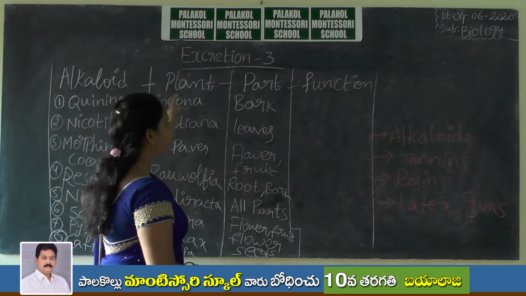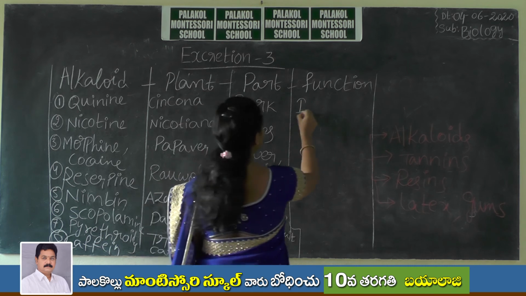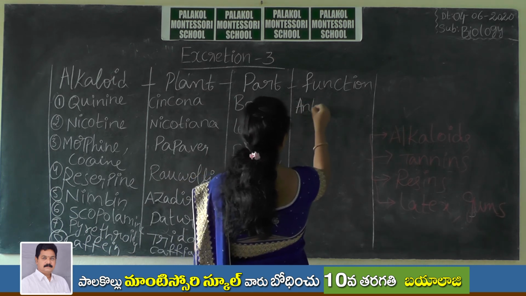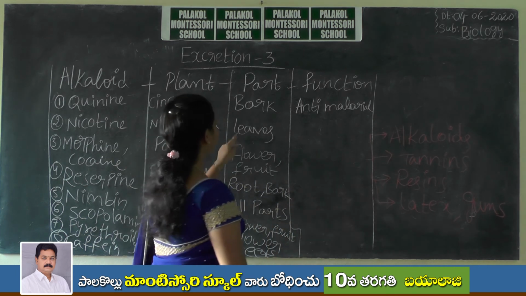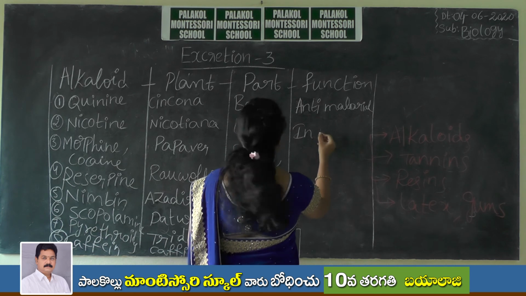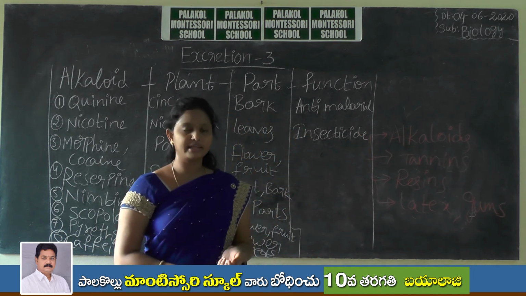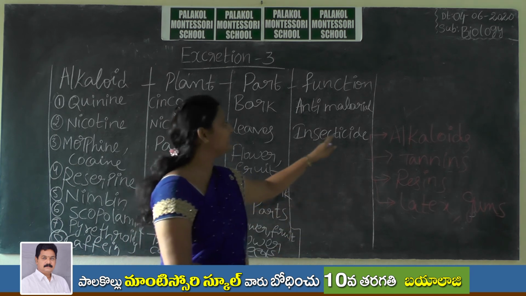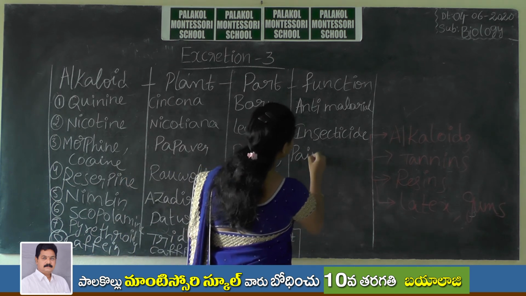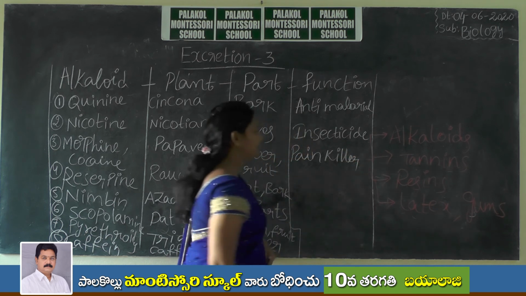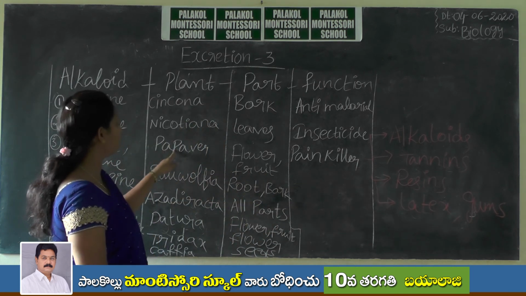What is the function of quinine? It is an anti-malarial drug. Nicotine acts as an insecticide. Insecticide is nothing but a chemical which can kill insects. In case of morphine and cocaine, it acts as a painkiller. Medicines like painkillers have the combination of morphine and cocaine. This is coming from the Papaver somniferum plant.